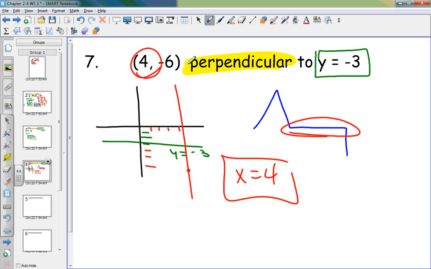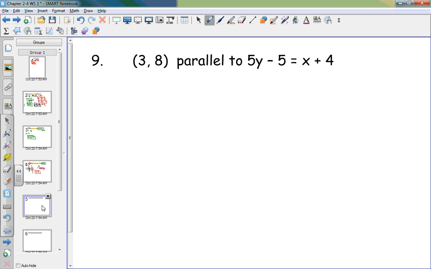Okay? Do you know why some of you missed this? Because you didn't pay attention to when they are vertical and horizontal. I had 2 of them on there. Okay, so you have to watch those. Number 9. What do I do with number 9? The answer to number 7 is just x equals 4.